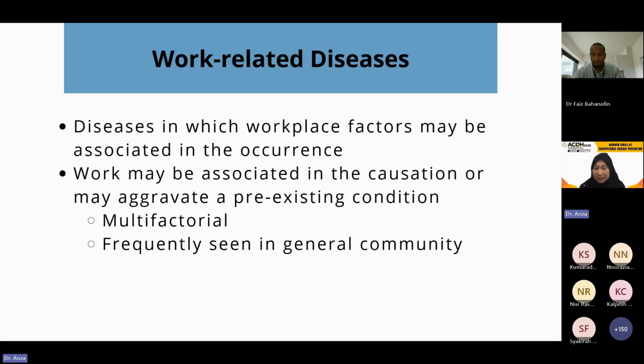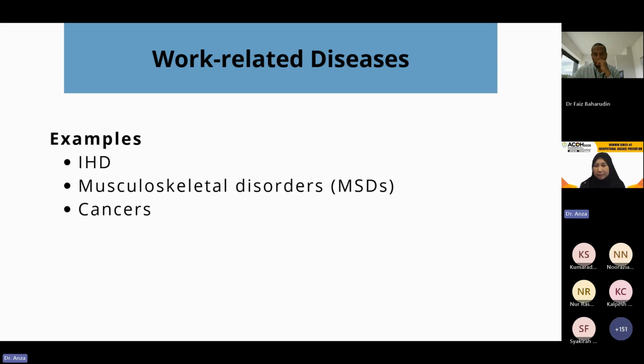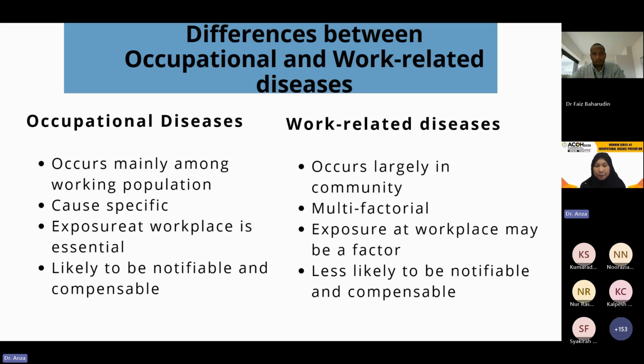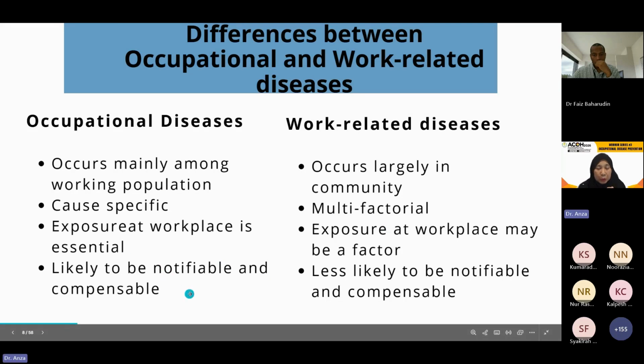So these diseases are multifactorial, and they are seen in the general community. These are the examples: ischemic heart disease, musculoskeletal disorders, and cancers. So we need to understand these differences, because we need to have specific preventive measures. We need to understand occupational diseases and what is meant by work-related diseases. For occupational diseases, it's cause-specific, right? For work-related, it's multifactorial, and occupational diseases are likely to be notifiable and compensable, but not work-related diseases.